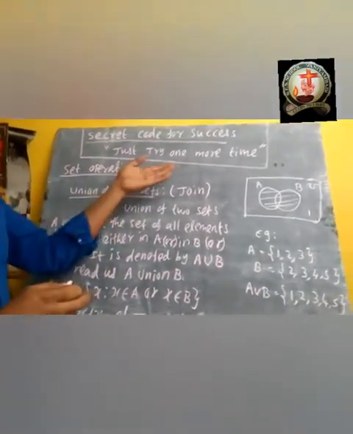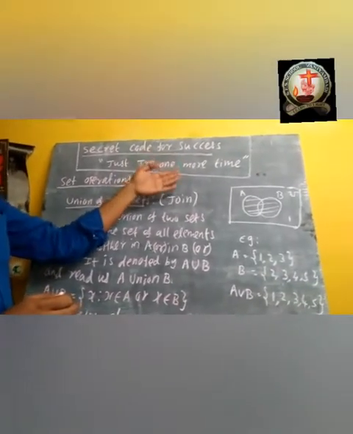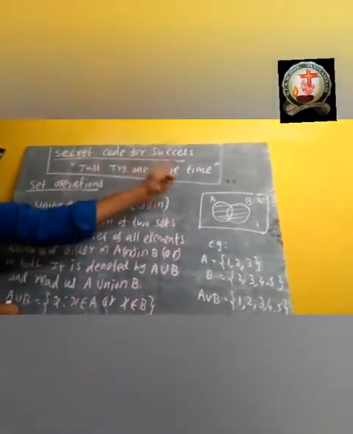The great scientist Edison also followed the same rule. This thought was said by Edison only: just try one more time.